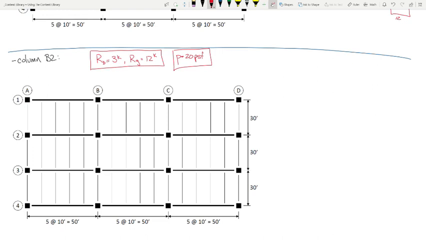So we have a pressure of 20 pounds per square foot, but I also want to recall that the beam reaction was 3 kips, the girder reaction was 12 kips. Okay? Now, this is column B2. So our tributary area, halfway over to the next column, halfway over to the next column, halfway over to the next column, halfway over to the next column. That is the direct component that column is responsible for.